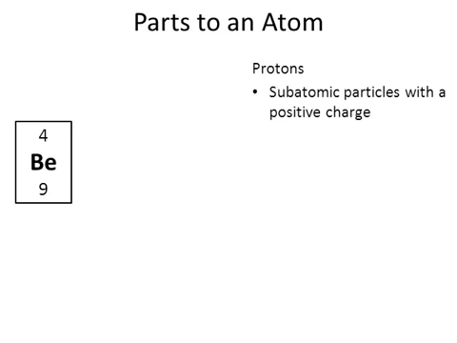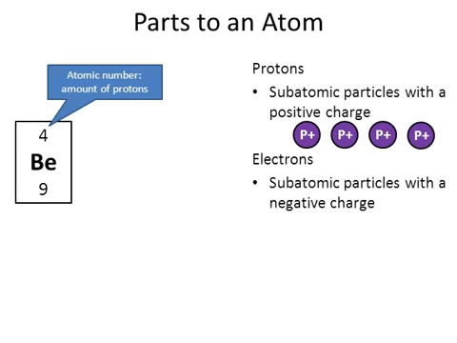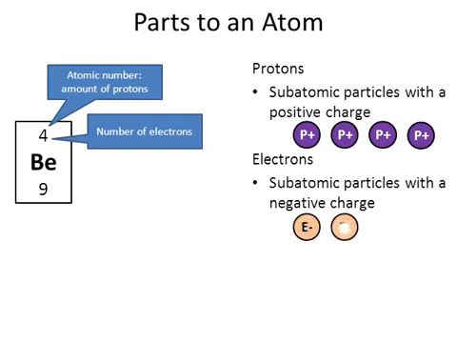First of all, there are the protons. These are the parts that have a positive charge. From the periodic table square, I know from looking at the atomic number that beryllium has 1, 2, 3, 4 protons. Another part of an atom is what are called electrons. These are parts that have a negative charge. Usually the amount of protons is the same as the amount of electrons. So I now know that beryllium has 1, 2, 3, 4 electrons.